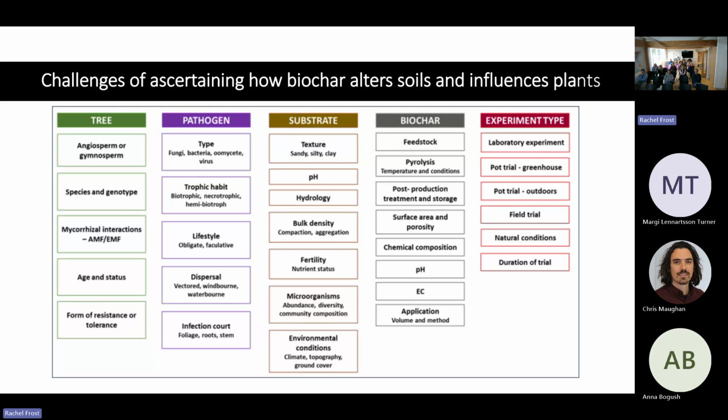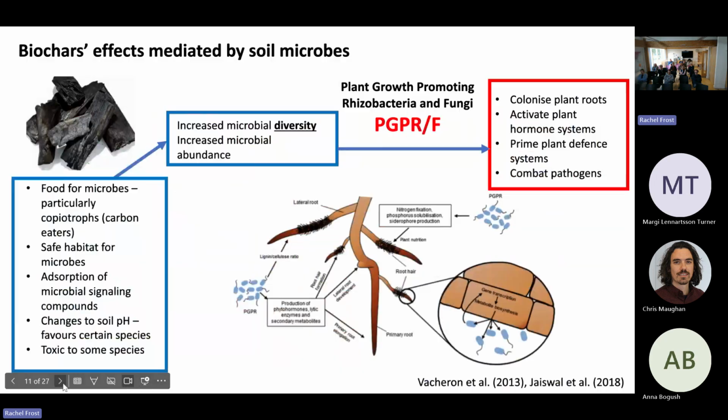And we've even found that the results from pot trials using exactly the same materials can differ considerably to biochars being added to soil, probably because there's movement of microbes and a lot more going on in the bulk soil. So we need to take all of these factors into consideration. But perhaps the most important is the role of soil microbes, and it's likely the effects of biochar are mediated by soil microorganisms, so it's not necessarily a direct effect on the plant.